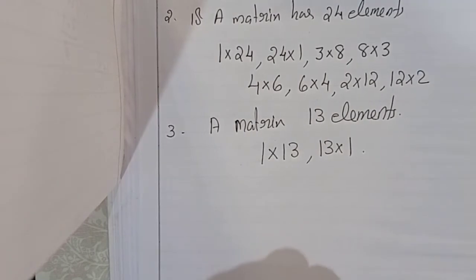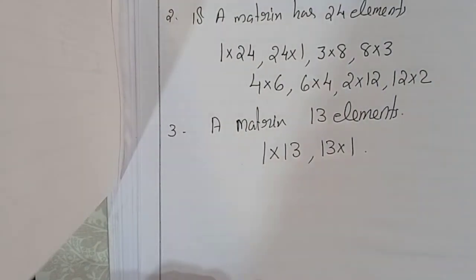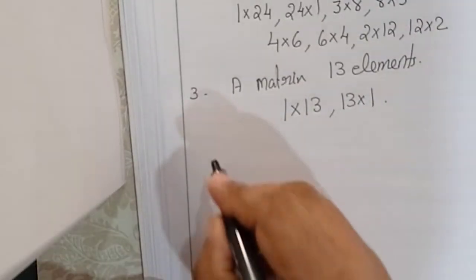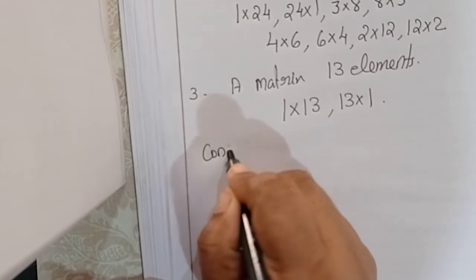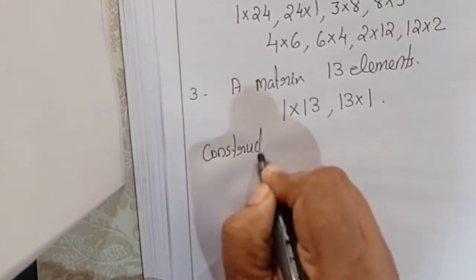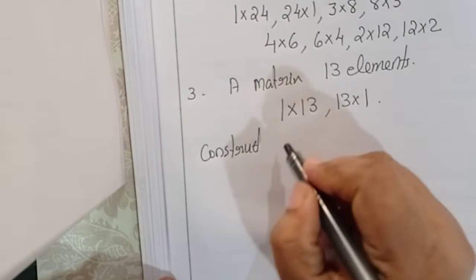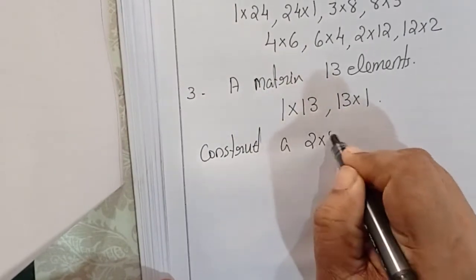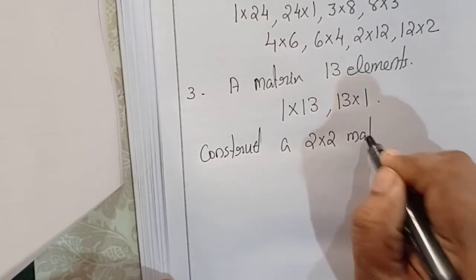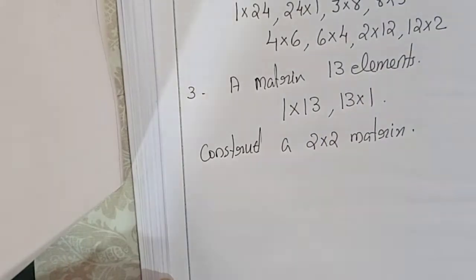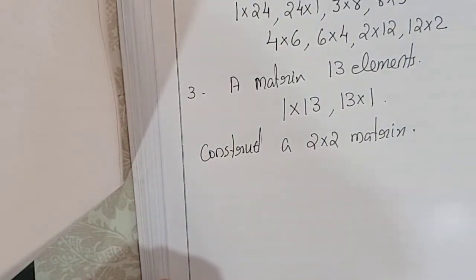Then all of you write the next question. Next type. Construct a 2 by 2 matrix. Construct a 2 by 2 matrix.